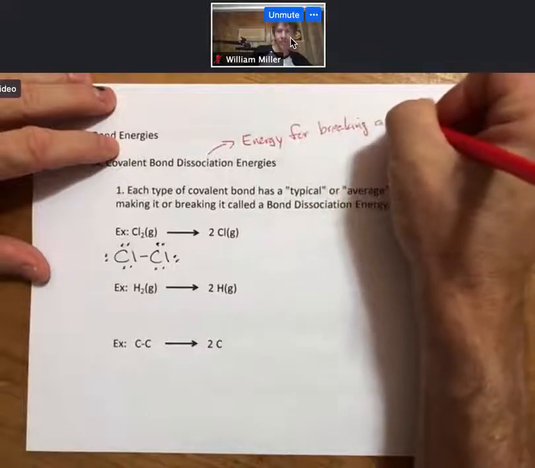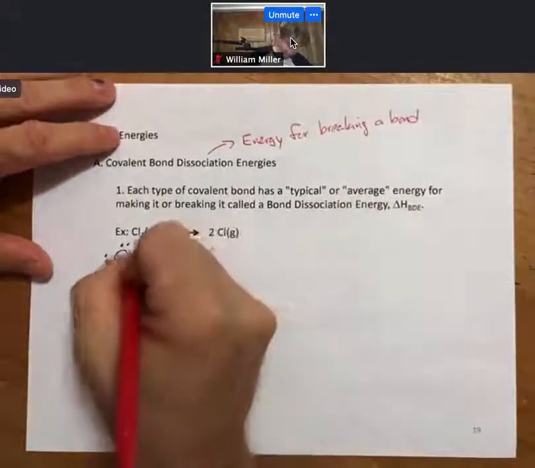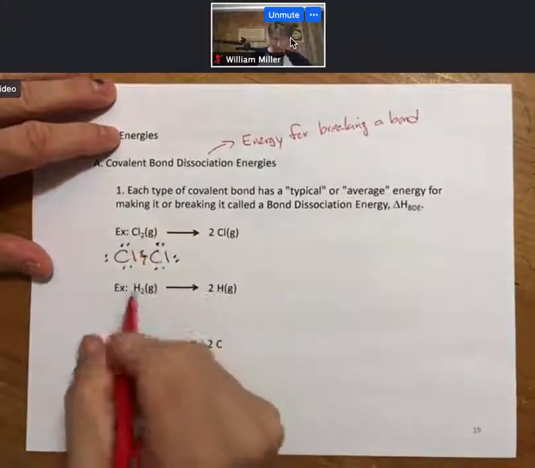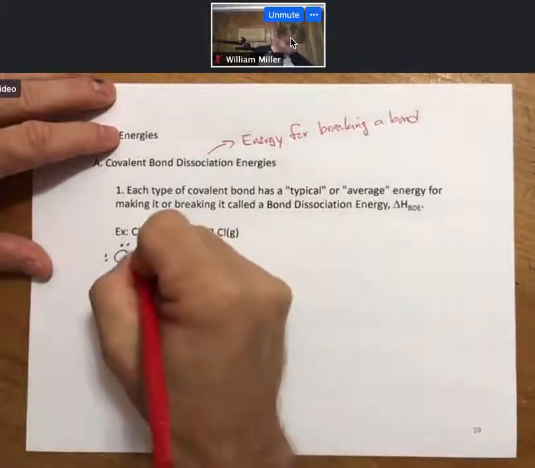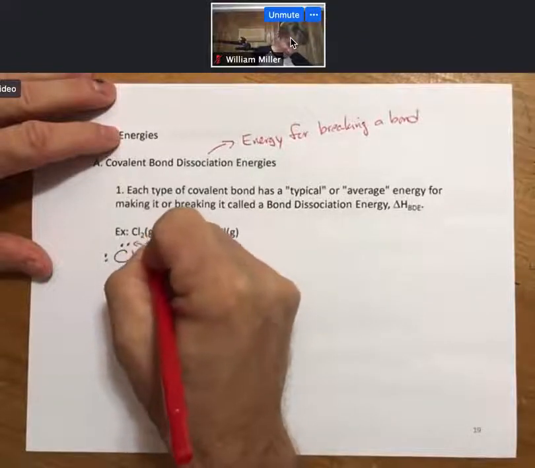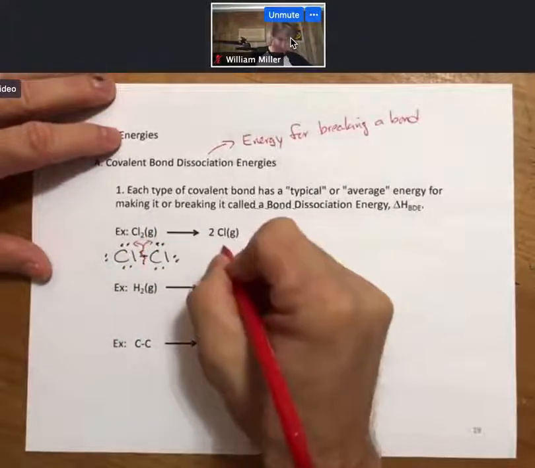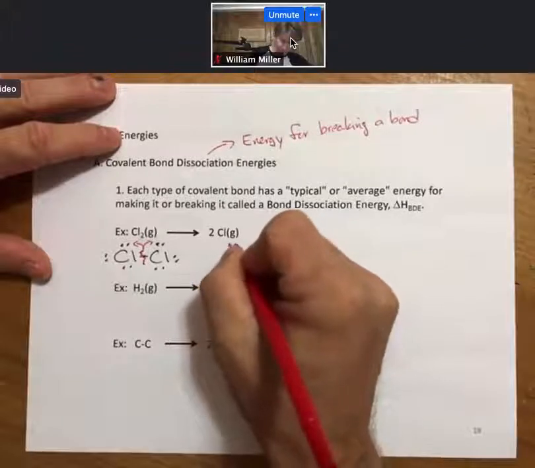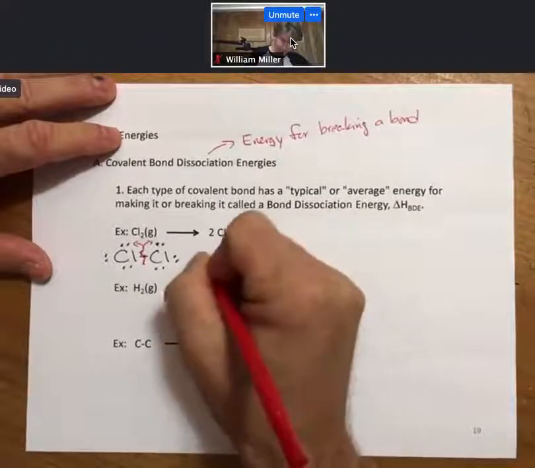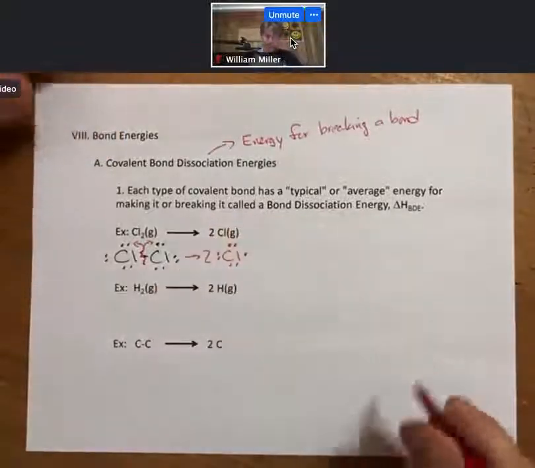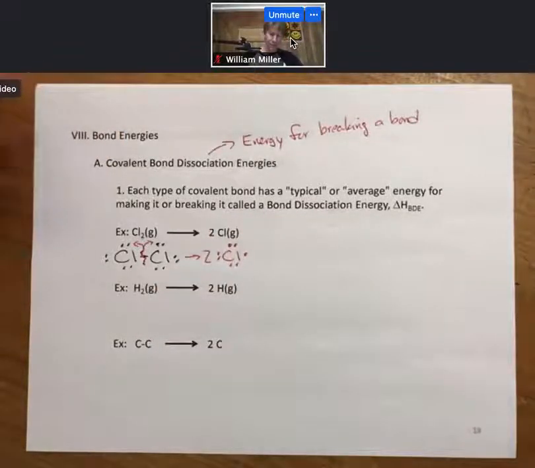A bond, and we're going to break this bond, and when we break it, we're going to make two chlorine atoms, so each of these gets one of the electrons in the bond, so now we have two chlorine atoms, like so, and whenever you break a bond, the process is endothermic.